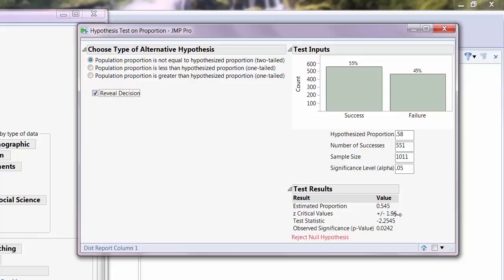But we see that the decision is reject the null, which agrees with what we did when we worked out all 5 steps of the hypothesis test by hand.